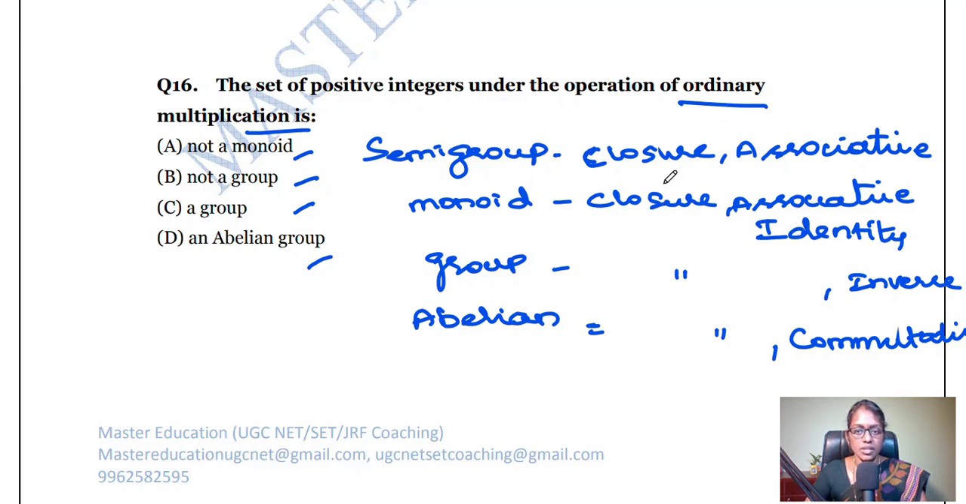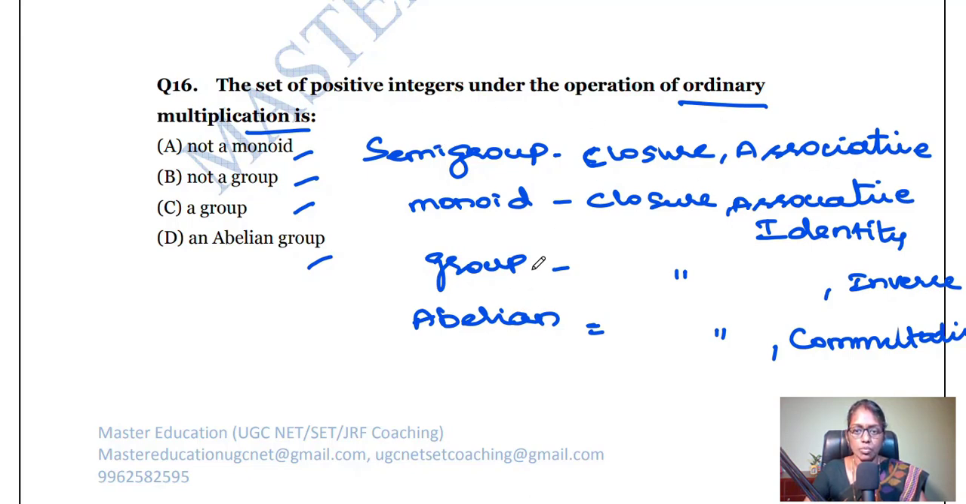Closure means A star B belongs to the set. Then associative: (A + B) + C, you can bracket A plus B, and you can also write it as A + (B + C). Identity means A operation E equals A. For example, 5 plus 0 equals 5. So here 0 is the identity element for addition. For multiplication, 1 is the identity element. For multiplication, associative also holds.